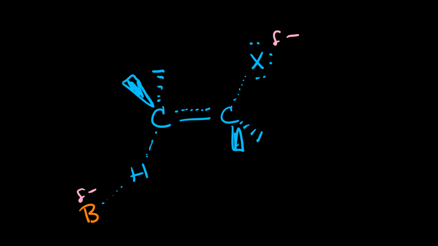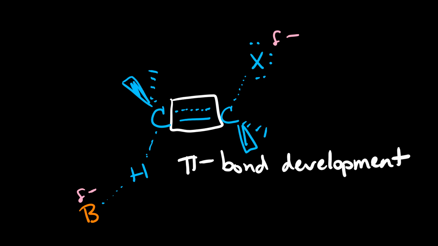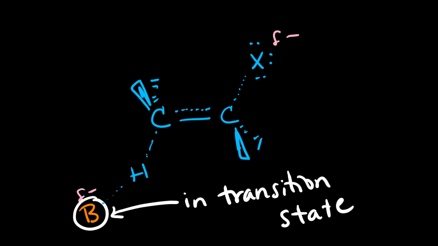So here's the transition state for the E2 reaction. If you could snap a picture of what was going on at the top of the activation energy barrier, it would look something like this. And there are a few key features of this transition state that we need to discuss. The first of those is the developing pi bond. And the second of those is the fact that the base itself is in the transition state, so it is deprotonating at the beta position.